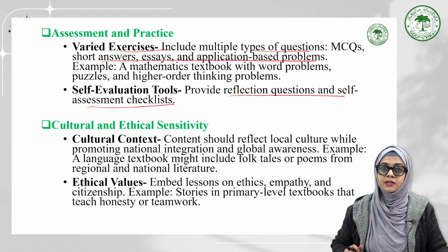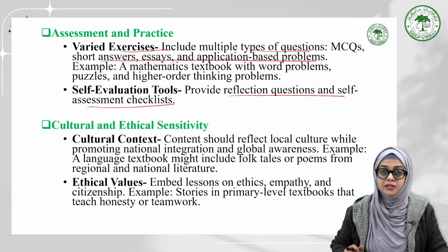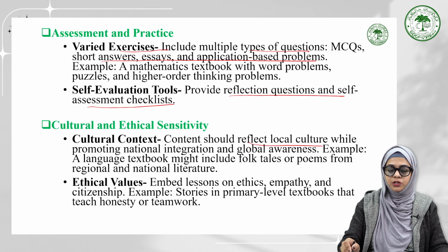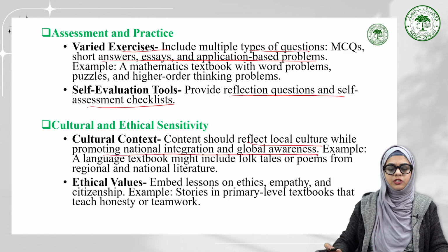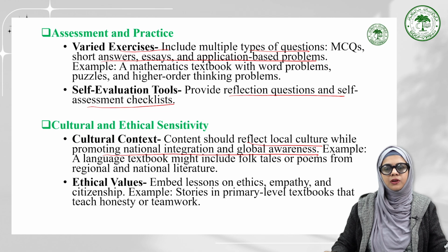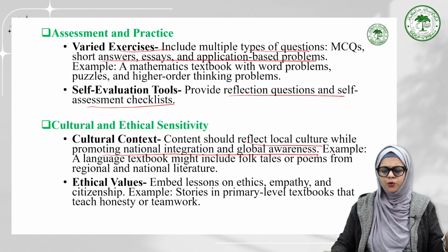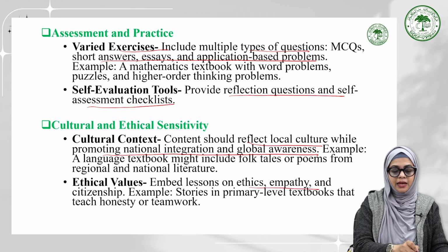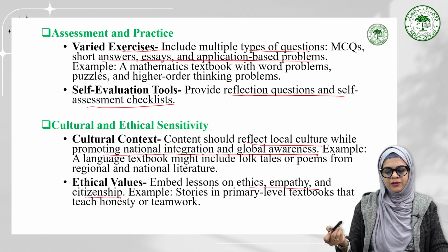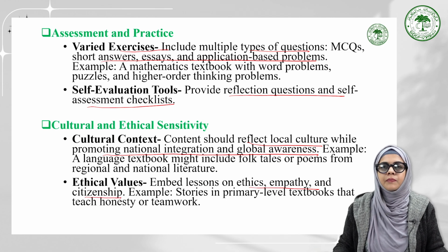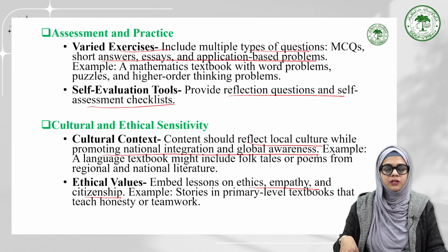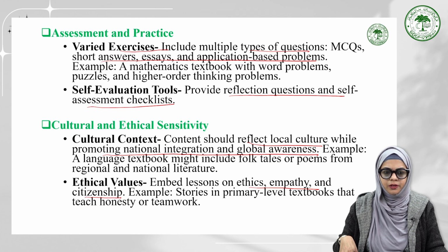Cultural and ethical sensitivity is another criterion for textbooks that should be considered. Cultural context: the textbook should reflect the local culture and promote national integration and global awareness. So if it's a language textbook, let's have something related to folk tales, poems, regional or national literature. Then ethical values: it should also have lessons on ethics, empathy, and citizenship. Stories in a primary level textbook that teach honesty or teamwork can also be included. So ethical sensitivity should also be incorporated in the textbook.